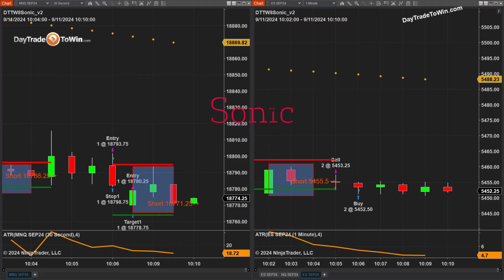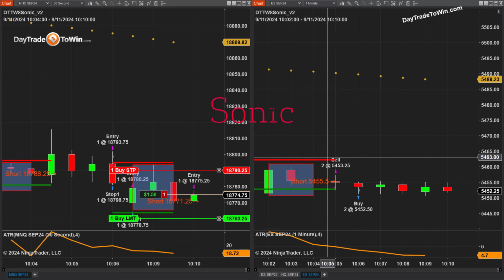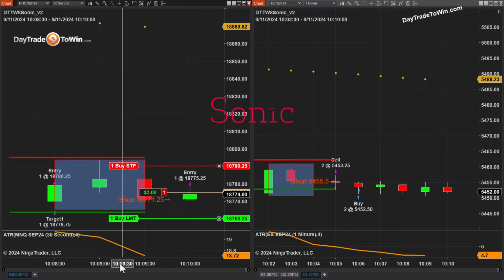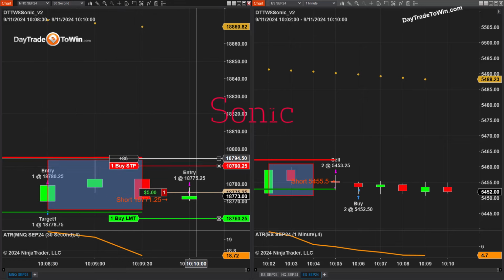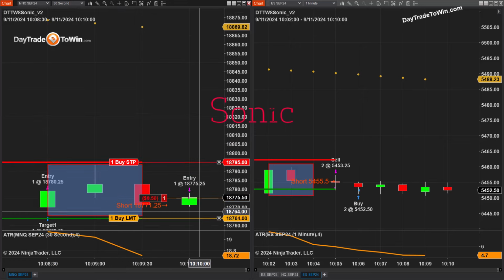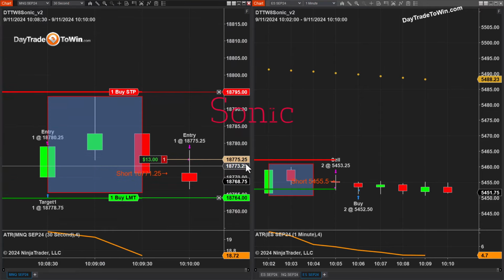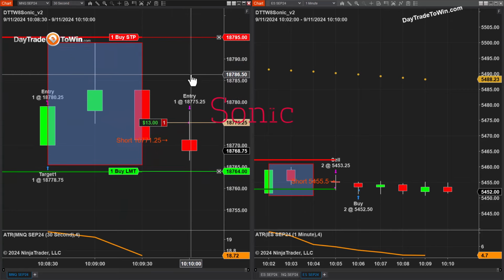Okay, we have a short on the Nasdaq micro. The Nasdaq is giving us an entry at 1877 quarter. Remember, I'm going to adjust the targets. You may see that green and red line there. Those are where the targets and the stops are placed based on the Sonic system, and so I want to make sure that I adjust them correctly.